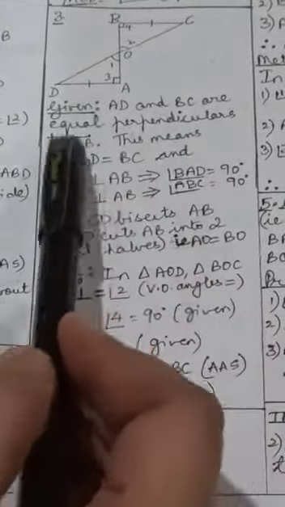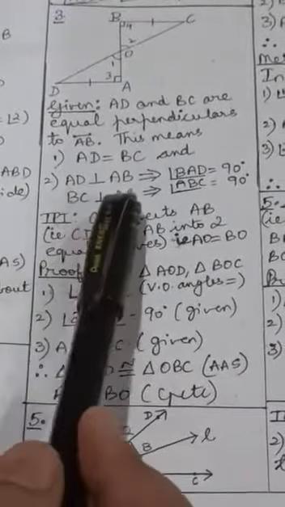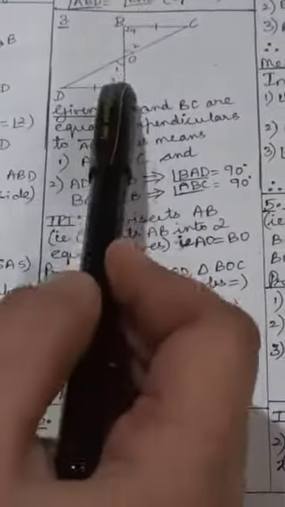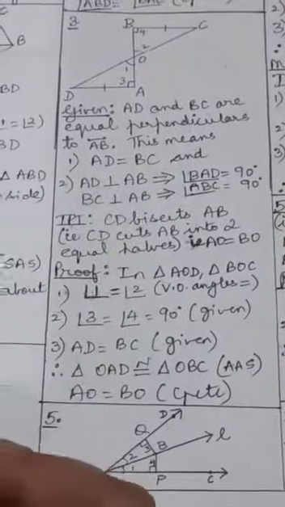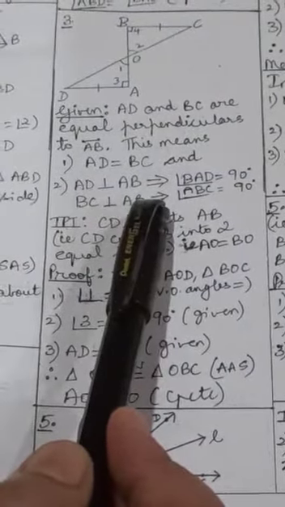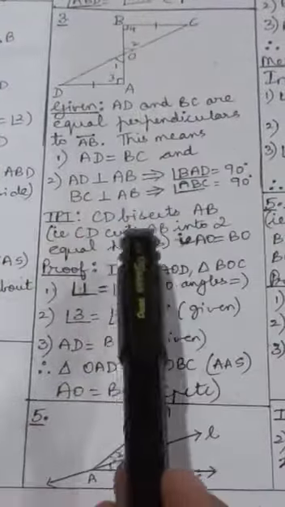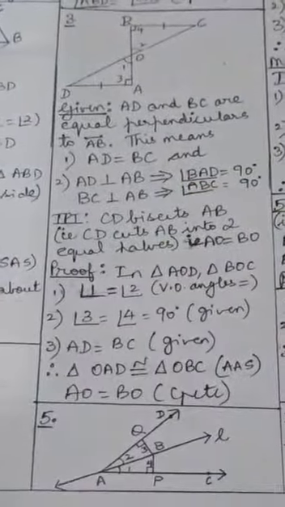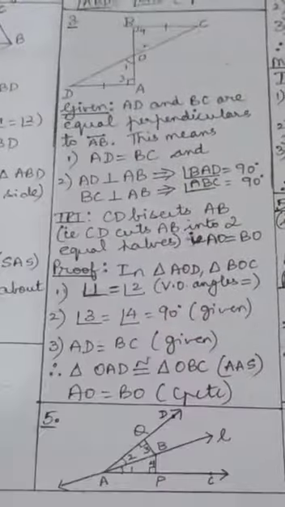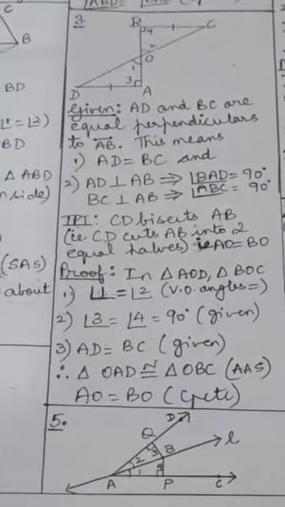Now again, BC is perpendicular to AB. This is the line segment BC. This is the line segment AB. These two line segments meet at right angles. They are perpendicular to each other, meaning they meet at right angles. Where do they meet? See, BC or CB is this one. AB is this one. These two line segments meet here at B. So the angle formed at B is 90 degrees, which means angle ABC is 90 degrees.